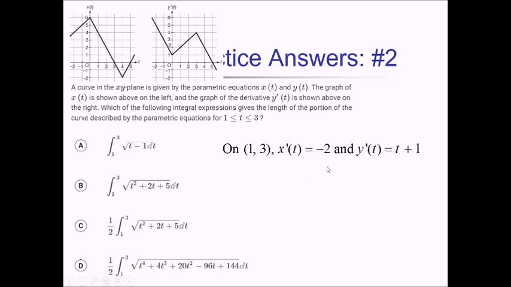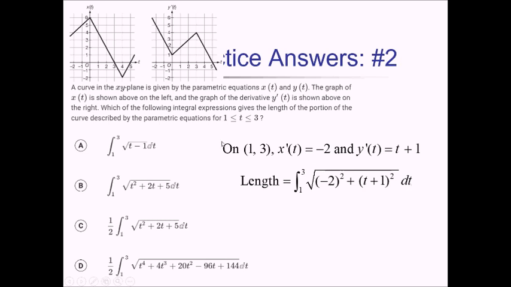And now to get the arc length out of all that, I need the integral from 1 to 3 of the square root of x prime squared, so negative 2 squared, plus y prime squared. So that's going to be t plus 1 quantity squared. And of course, there's a dt over on the very end here for our differential.